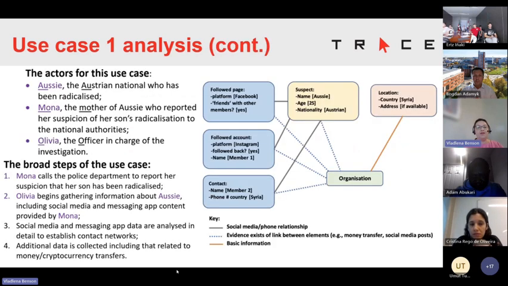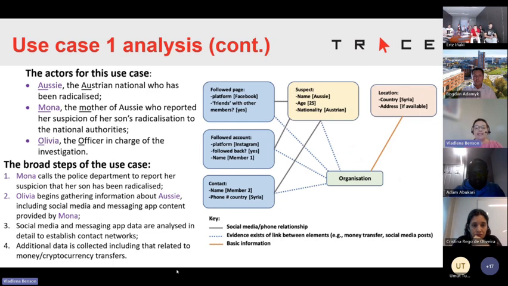So what we have done was to create the actors-based analysis of such a use case. As you can see on the right-hand side, or perhaps the other way around on your screen, we looked at the broad steps of the use case as follows. We have several actors: Mona, Olivia, and Ozzy, and they perform different roles in this use case. As a broad overview of the investigative steps, we have Mona, who calls the police department to report her suspicion that her son has been radicalized. Olivia, on the investigation side, begins gathering information about Ozzy, including social media and messaging app content provided by Mona. Social media and messaging app data are analyzed in detail to establish contact networks.